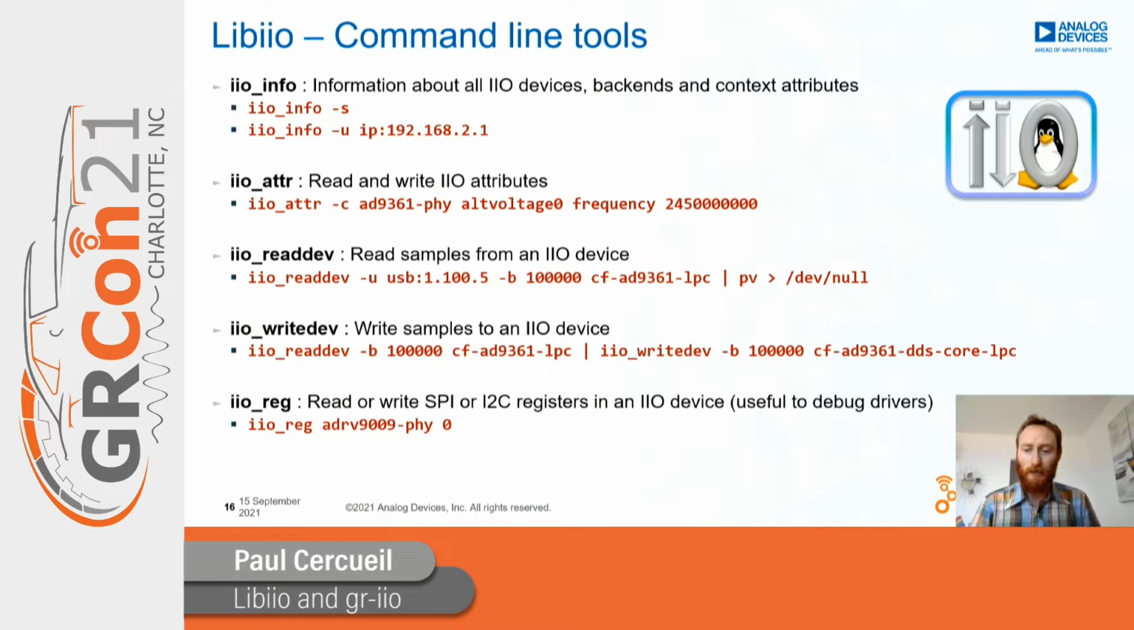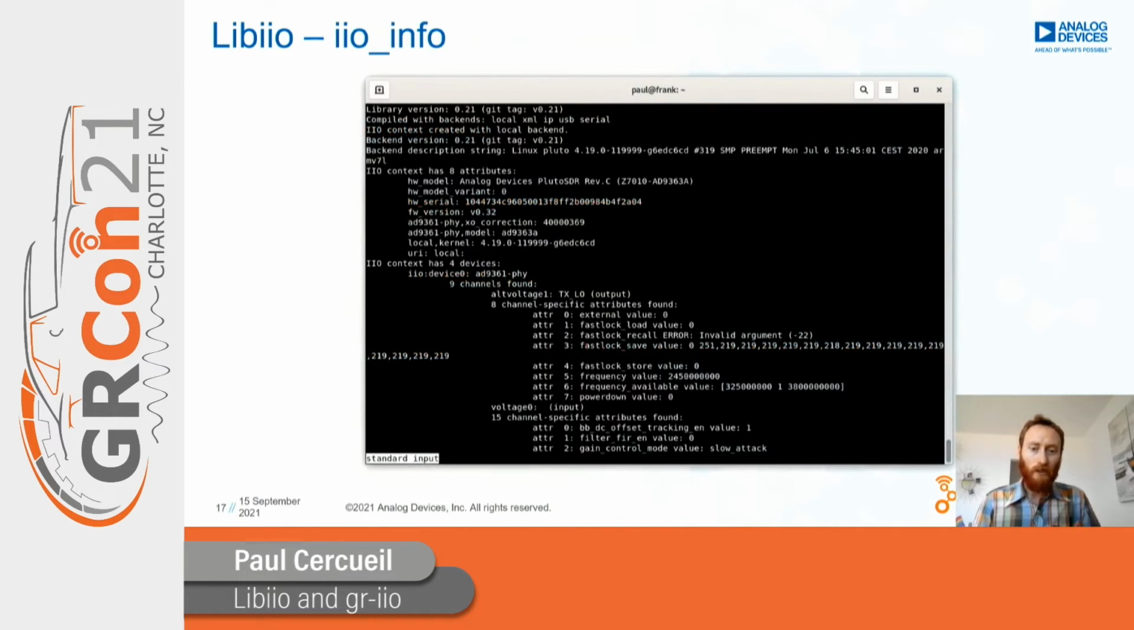A little bit about the command line tools that are in LibIIO. iio_info is the most useful one, and gives you an overview of all the information that LibIIO has on the system, on the devices, on the channels, the attributes and their values, etc. iio_attr can be used to read and write IIO attributes, iio_readdev and iio_writedev to read and write samples, and iio_reg to read and write directly the registers. This is the output of iio_info. I'm not going to talk that much about it. If you want to have a look, it's after in the slides.